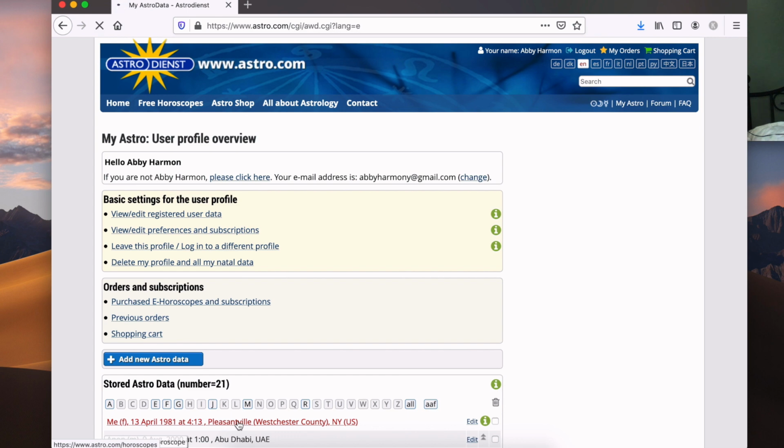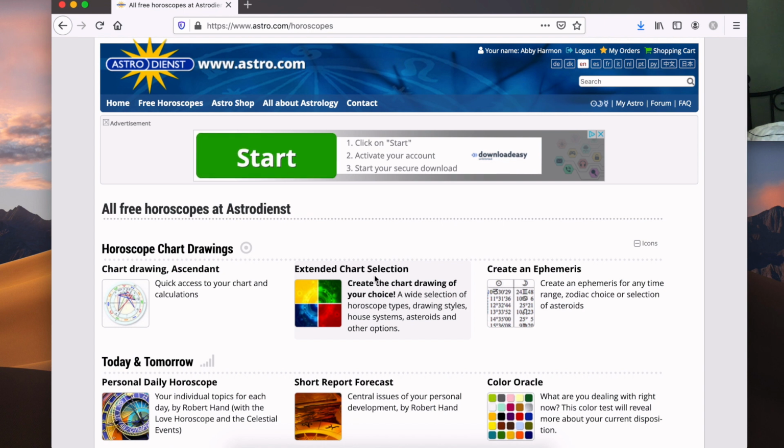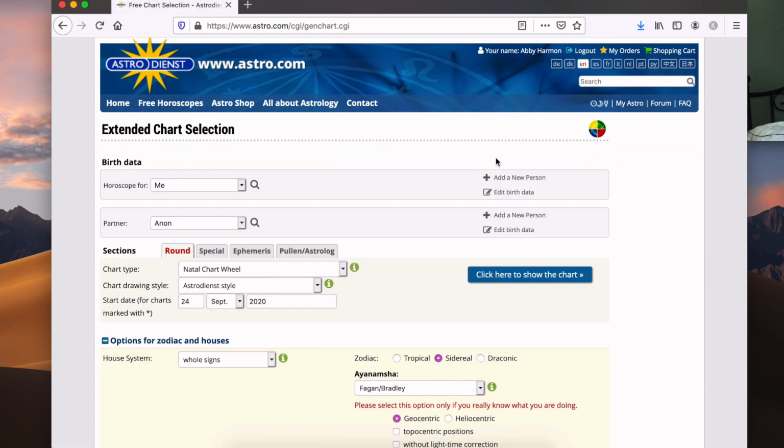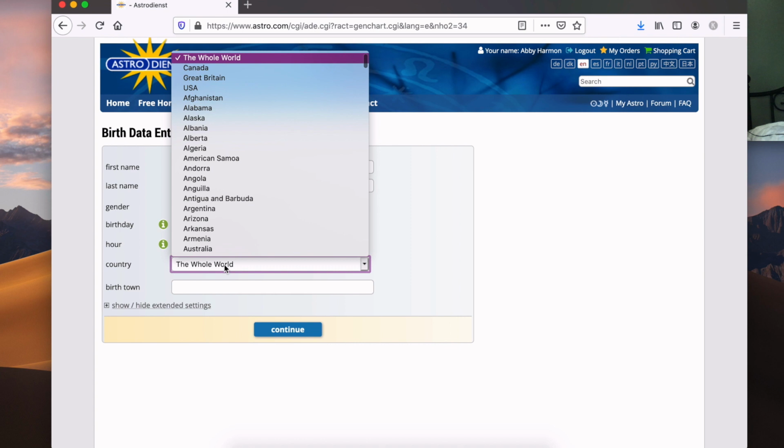So I'm going to click on it, and I always go to extended chart selection. You can go to a chart drawing ascendant for quick access, but I just like going here. Now I just want to show you, if you were to add a new person, this is what you would need. So you would need a name, you can put a gender or not, you need date of birth, time of birth, and location of birth.